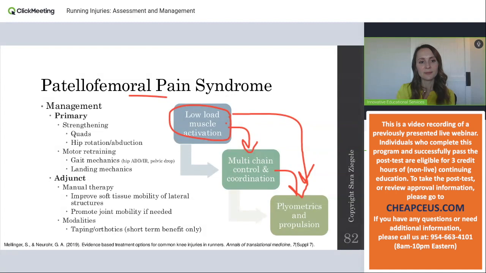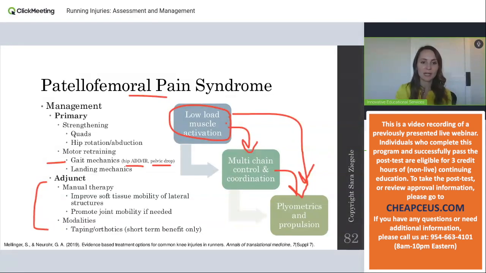In the gait retraining category, you're going to be looking for hip adduction and internal rotation as well as pelvic drop. Anything that's really taking the tracking and moving it medial. So just like we would for other people with patellofemoral pain, just under higher loads. Some things that go along with this process as we're trying to calm everything down.